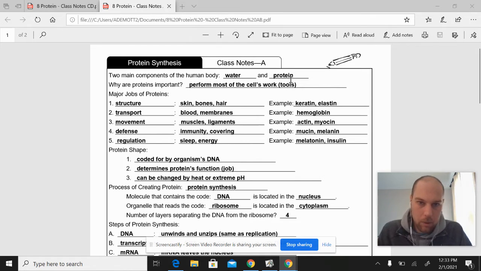If you look at the notes here, it's one of the two most important things in your body. Two main components: water and proteins. Why? Because proteins are the ones doing all the work in your cells. They're really doing the hard labor here. And what are those major jobs? It's basically everything. Structure, transport, movement, defense, which is your immune system response, and regulation of literally sleep, energy, basically your bodily functions.